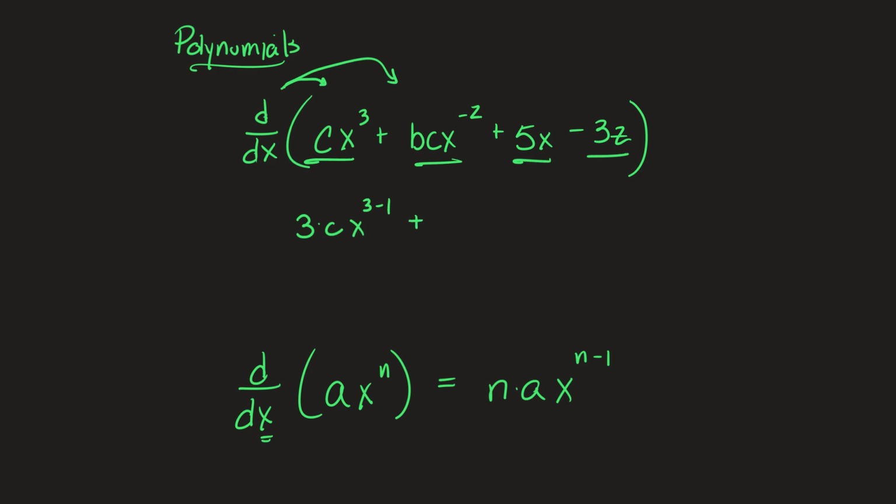Go to the next one. I'm going to bring that -2 out front. The bc stays, and then it'll be x to the -2 minus 1. Again, going term by term. Now, x doesn't seem to have an exponent, but remember, if there's no exponent there, then it's an exponent of 1. So I'll bring the 1 out front, and then x to the 1 minus 1.